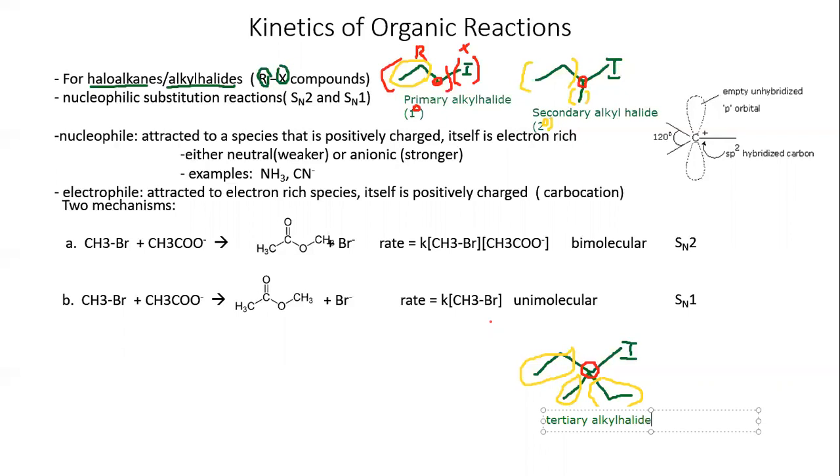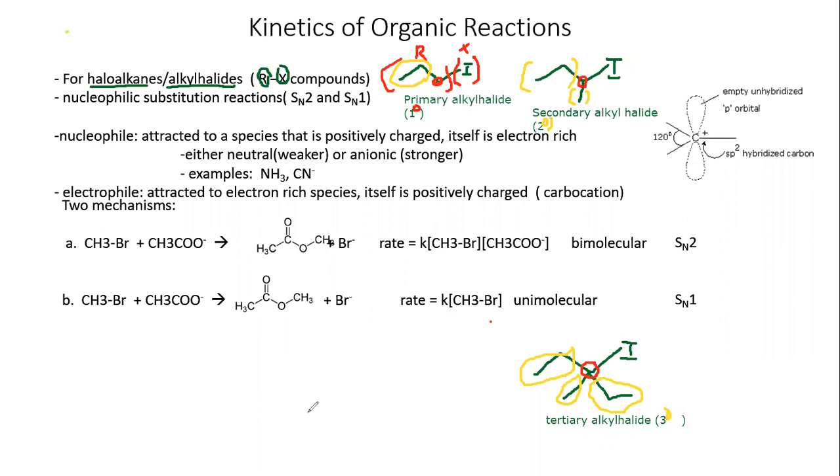And we refer to this as a 3 degree alkyl halide. So we have primary, we have secondary, we have tertiary. Now you may say, well, what about if there's no carbon groups off of that carbon? And that's a good question.